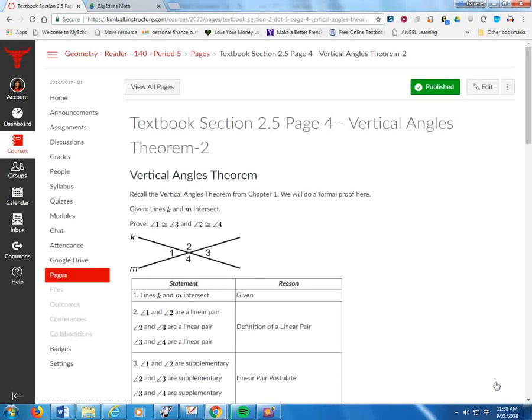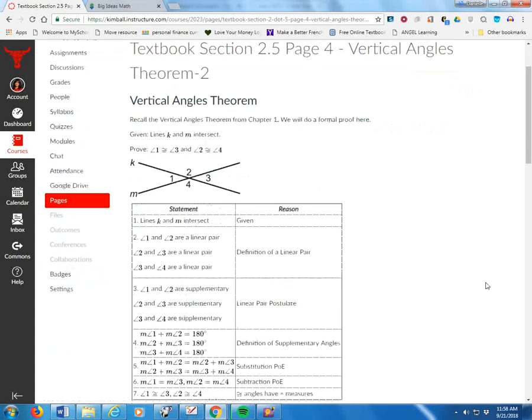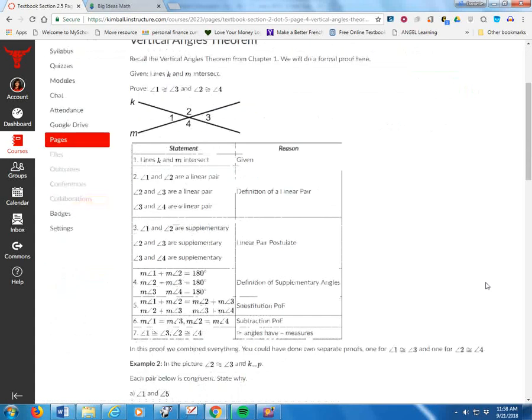The vertical angles theorem, this is just the proof of the theorem that we already know to be true. When two angles are created by intersecting lines, they're called vertical angles, those opposite angles, and those angles are congruent. That's the vertical angles theorem. Okay? And you can see how long the proof was to prove it, but now we can use that as fact going forward. Okay?